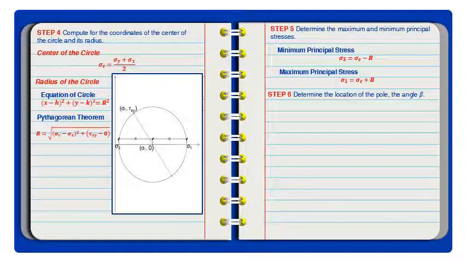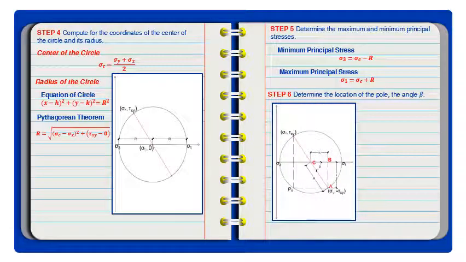For our step number 6, we have to determine the location of the pole and the angle beta. So, para ma-determine yung location ng pole, syempre, from the element, alam natin na yung sigma x, tumatama yan dun sa vertical, which is nandito yun kanina. So, si sigma x at si tau xy, tumatama yan sa vertical. Si sigma y, tumatama siya sa horizontal, as well as yung partner niya na si negative tau xy. Ngayon, paano natin malalaman kung alin yung pole?